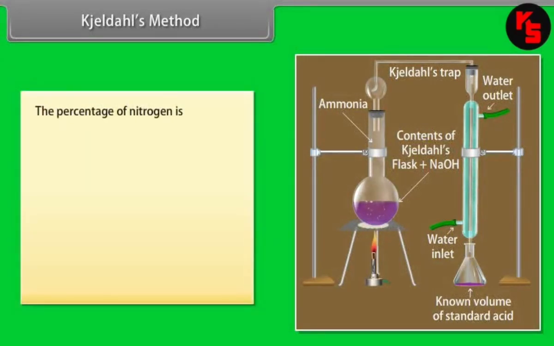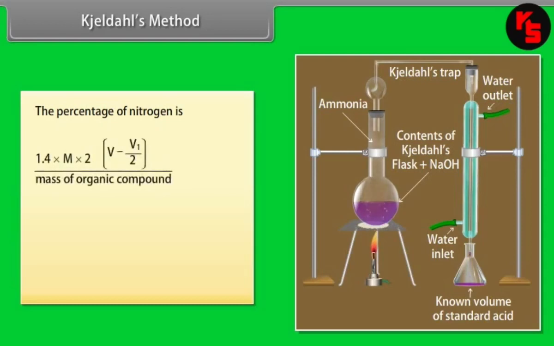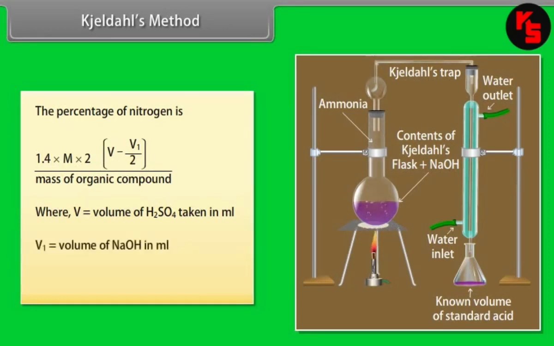The percentage of nitrogen is 1.4 × M × 2 × (V − V1) / 2, divided by the mass of organic compound, where V is the volume of H2SO4 taken in milliliters, V1 is the volume of NaOH in milliliters, and M is the molarity of H2SO4.